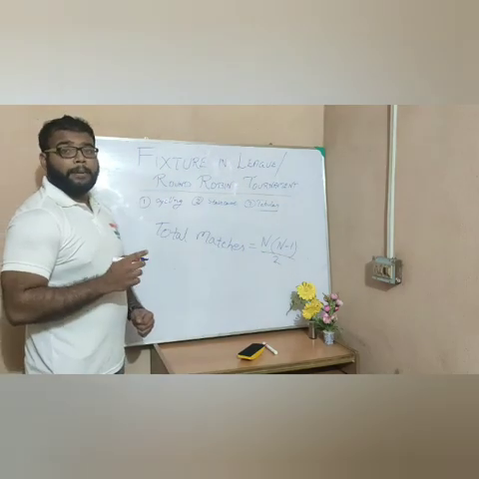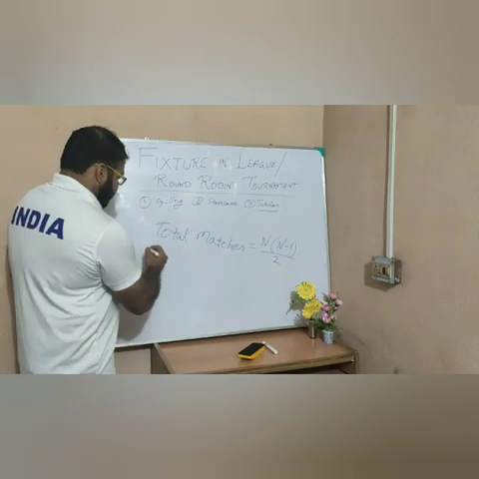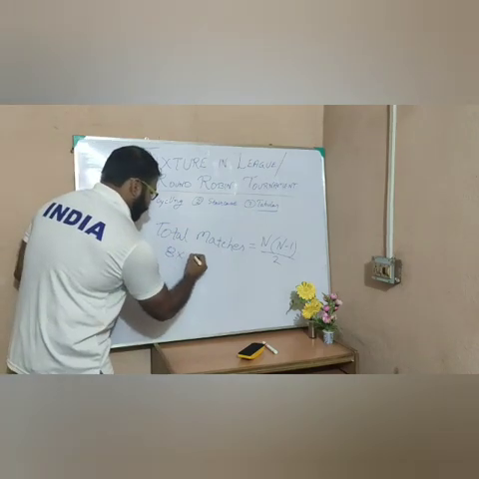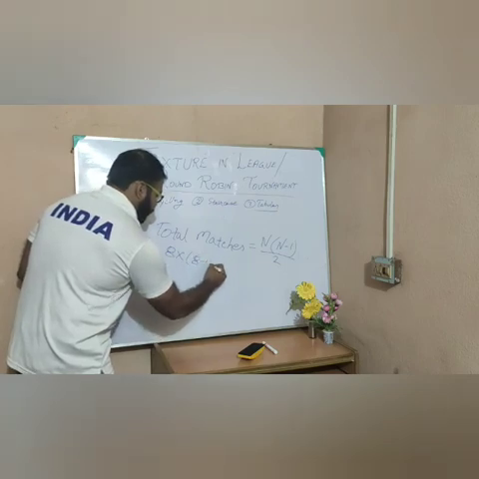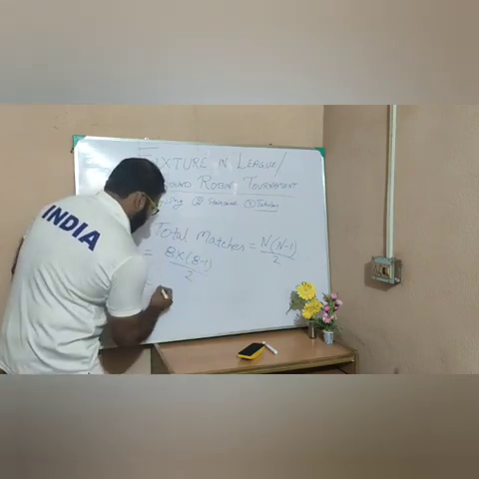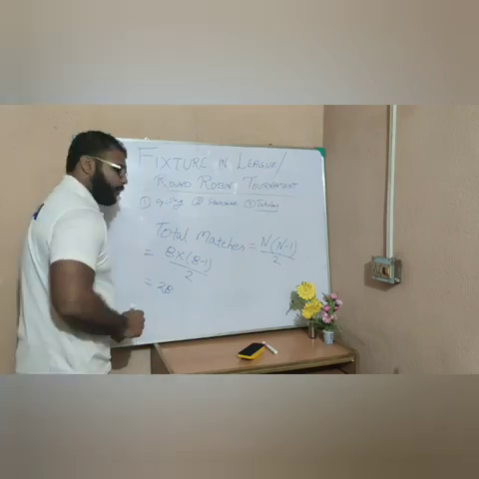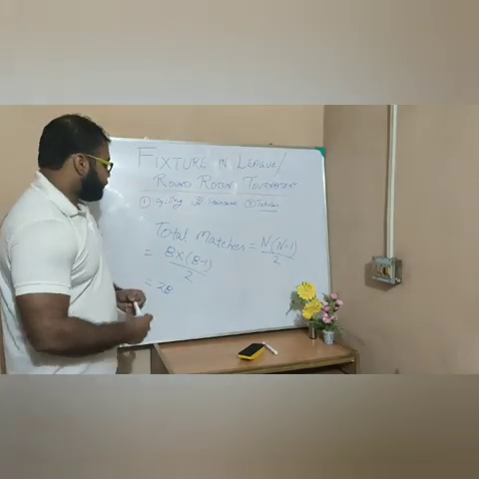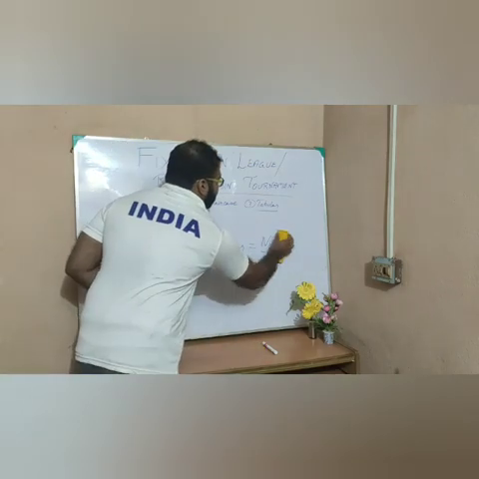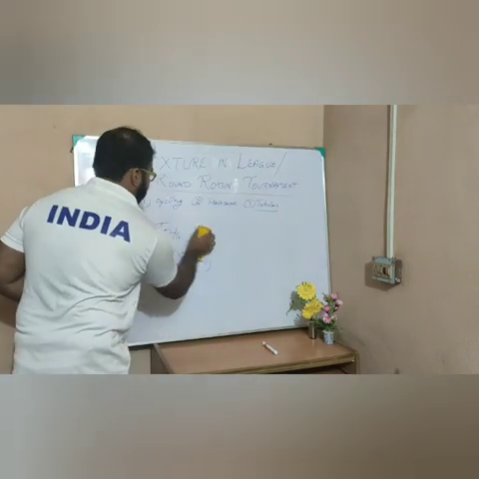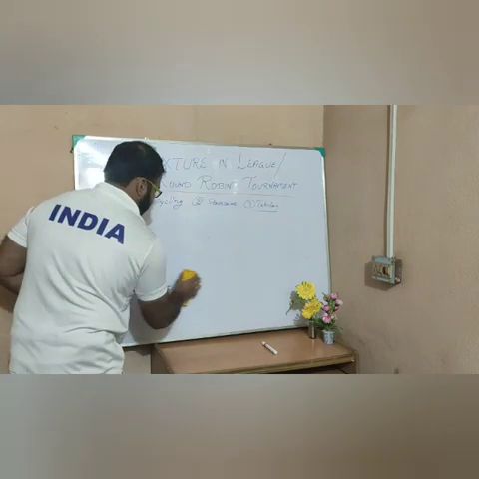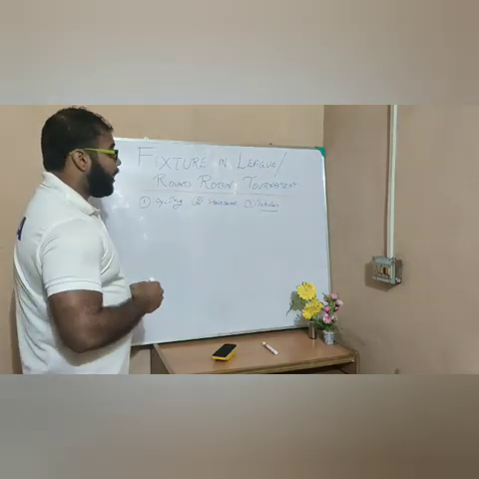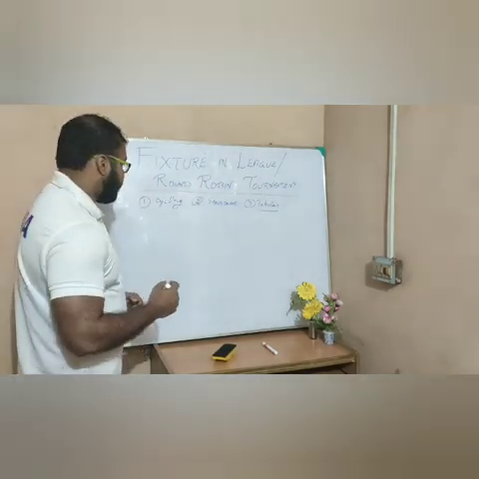Suppose our total number of team is 8, then total number of matches will be 8 into 8 minus 1 by 2, that is 28. You can solve the equation in steps. Now let's move on to the fixture drawing. First, we'll learn the fixture for even number of teams.